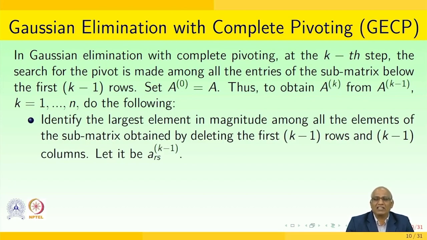And one of the strategies is Gaussian elimination with partial pivoting, which we call GEPP, the one which we did. Now, occasionally, Gaussian elimination with partial pivoting is also a costlier algorithm. And it may not suit all the models. And the remedy for this is Gaussian elimination with complete pivoting. So what this algorithm says is, in Gaussian elimination with complete pivoting, at the kth step, the search for the pivot is made among all the entries of the submatrix below the first k minus 1 rows.